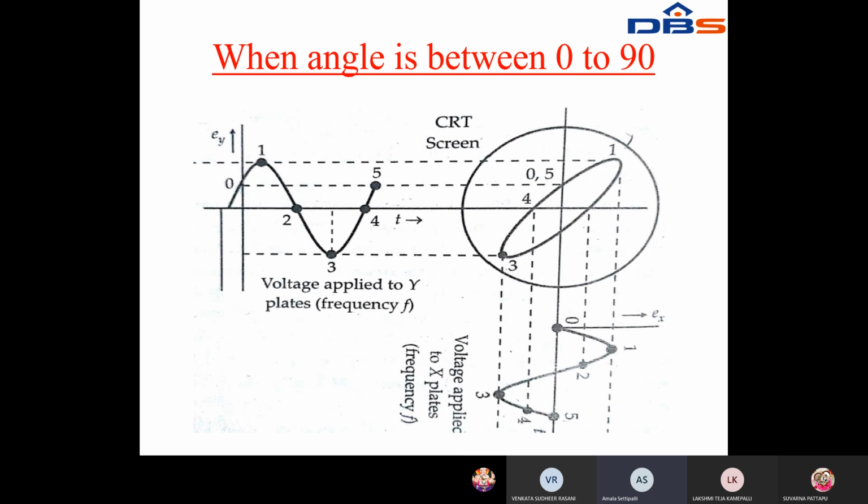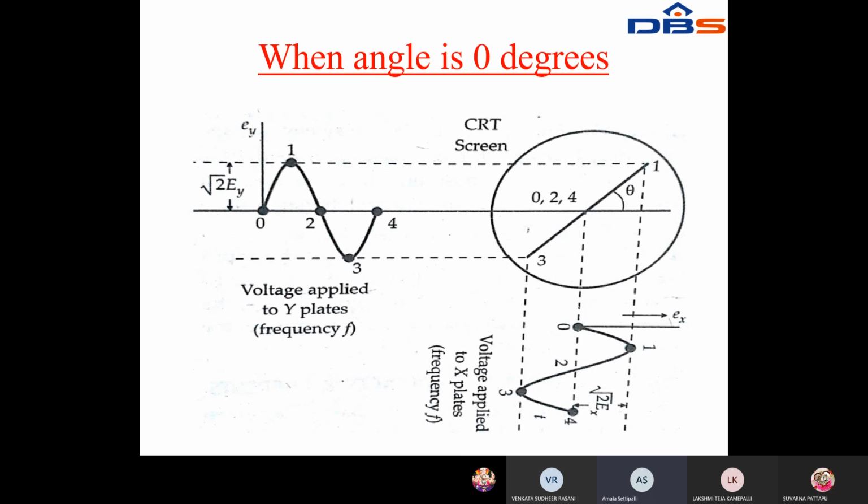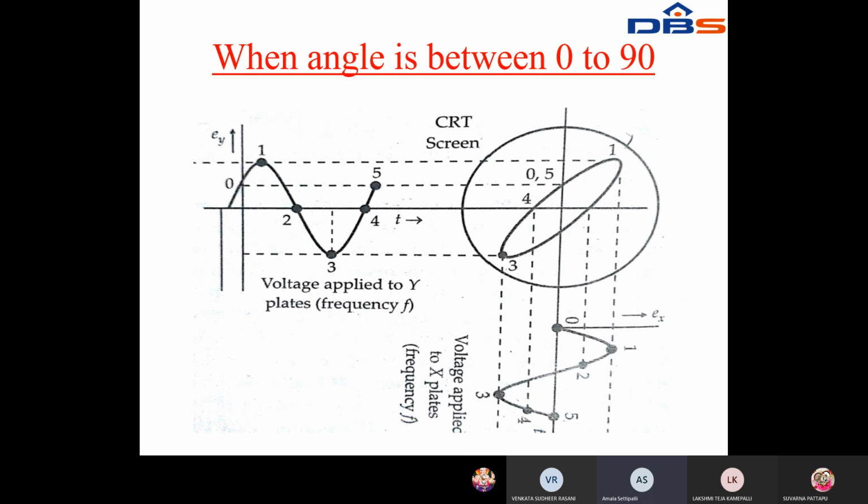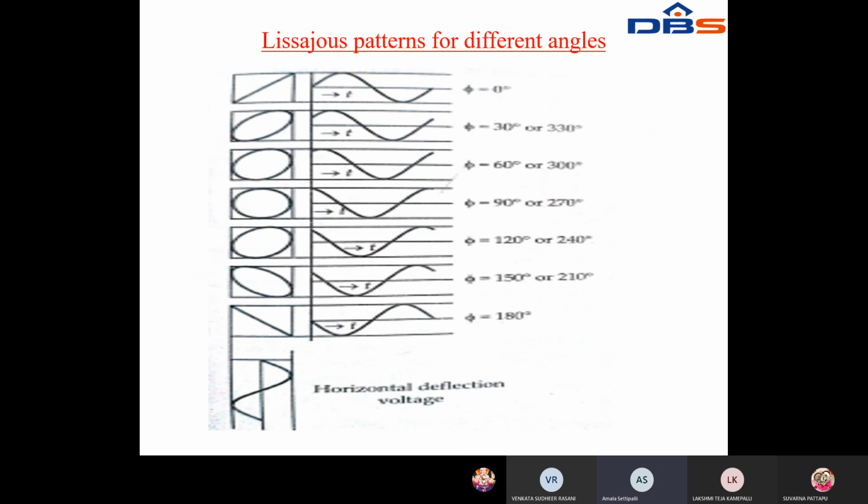Whenever you apply the sinusoidal voltages at a 0 degree angle, the output will appear in the form of a straight line. Whenever you apply an angle in between 0 to 90 degrees, like this, you get an oval shape output signal. These are the Lissajous patterns for different angles.